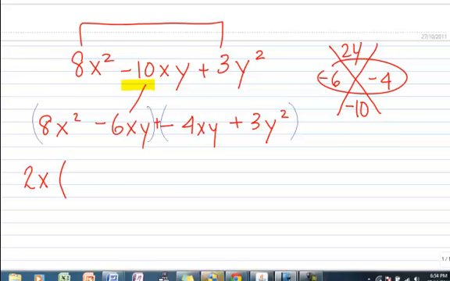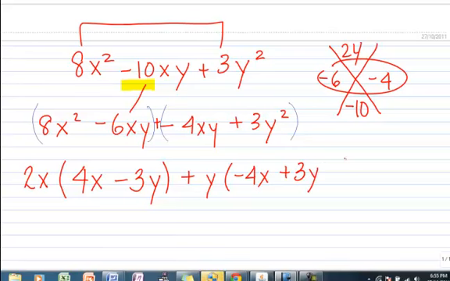So what do I get? 8 divided by 2 is 4. X squared divided by x is x. Minus 6 divided by 2 is 3. X divided by x is 1. We don't write anything. And y, well, there's nothing, so y has to stay in there. Plus, what do we have in common for negative 4xy and 3y squared? Well, they both have y in it, so let's just take out a y. So when we divide both terms by y, we get negative 4x plus 3y.